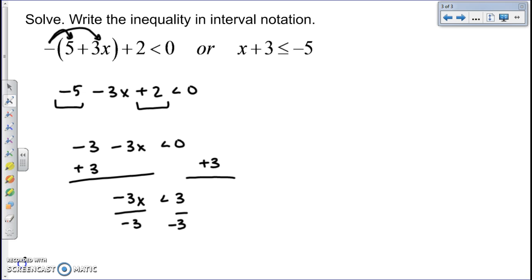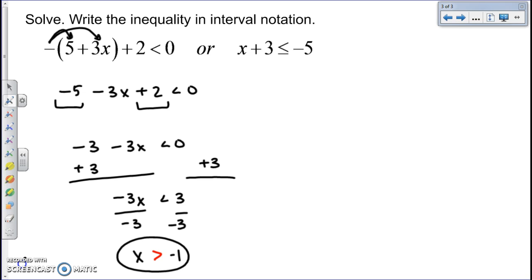Now notice when we divide our inequality on both sides by a negative number, we have to remember to do what? Flip that inequality sign. So there's one solution.